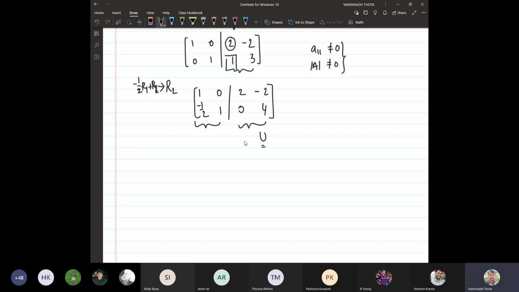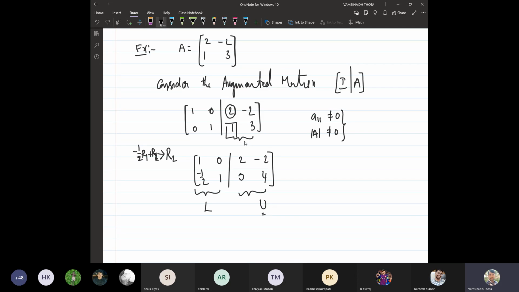Now what about this one? This is the lower triangular matrix. Fine. But can we take this as L? No. As you can easily check here itself, 2 is fine, minus 2 is fine. But here look at minus 1 by 2 times 2, minus 1 by 2 times 2. What will it be? It will be minus 1.